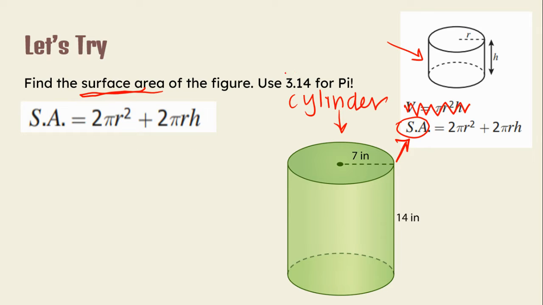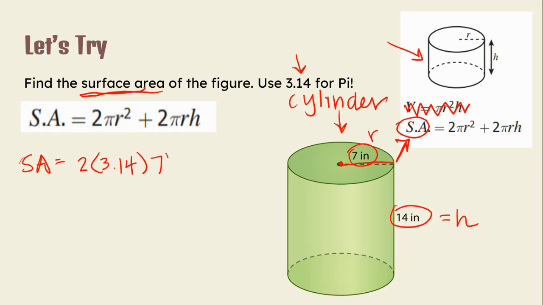Now, remember for pi, we always use 3.14, and r stands for radius, the center of the circle to the outside. It's halfway across. So they tell us that our radius is 7, and our height is the distance between the two circular bases. In this case, our height is 14. So let's plug in our values. So here's what our formula looks like when we plug in those values.